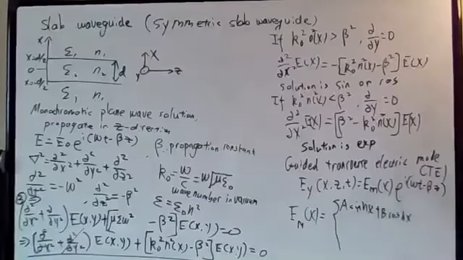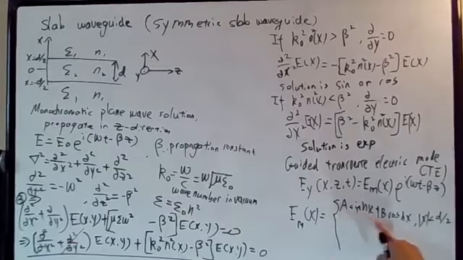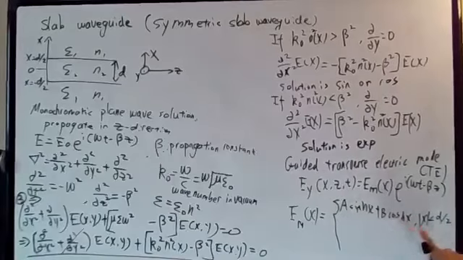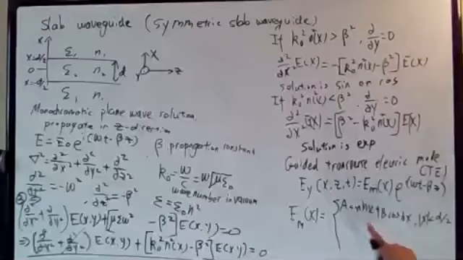The absolute value of x is less than d over 2, right? So in between, it's the combination of A sine hx and B cosine hx, for x less than d over 2. We will determine the h later on.